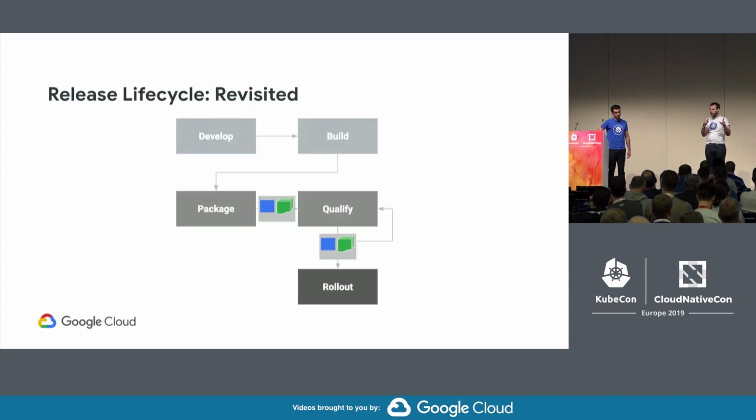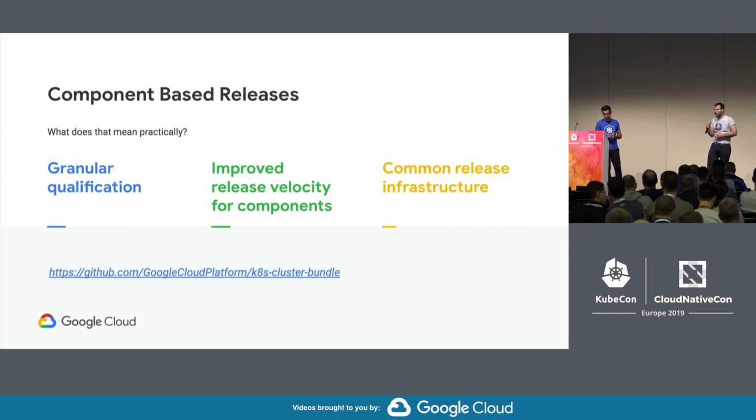So if we take a look at that lifecycle diagram before, now it's much simpler. It's the same, but instead of qualifying that big version thing, now we're qualifying components. So we're taking that, we're packaging it into components, and then we qualify, and then we roll out components. So what does this mean? For the end user, you might not see very much, except for us it means granular qualification. It means improved release velocity for components. And also something I'm very passionate about is it means common infrastructure for releasing components.